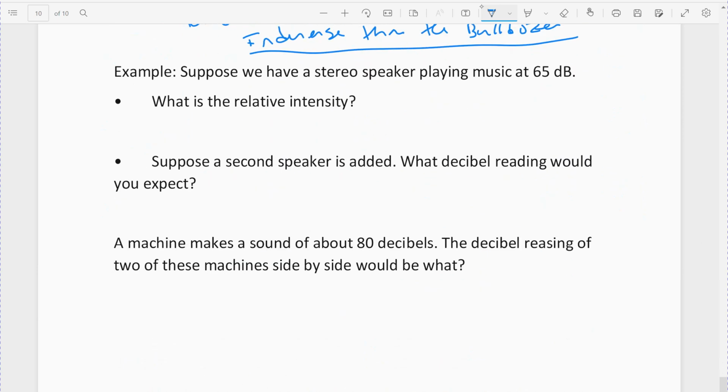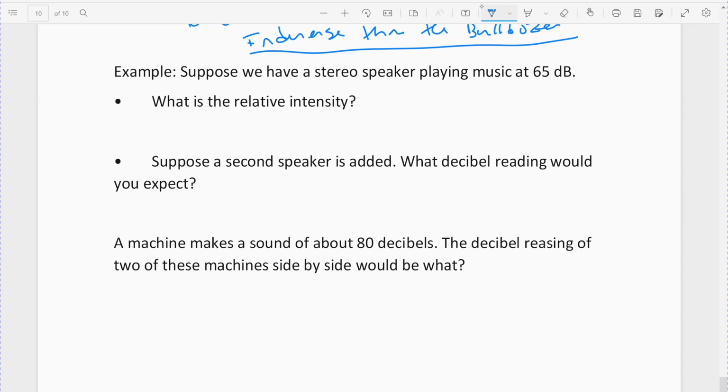Alright, the next question is one that we like to ask. This one typically shows up on the final exam, and it's in your homework. Suppose that we have a stereo speaker that plays music at 65 decibels. What's the relative intensity?